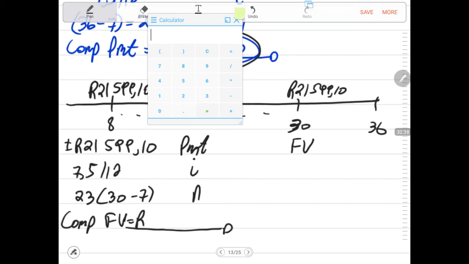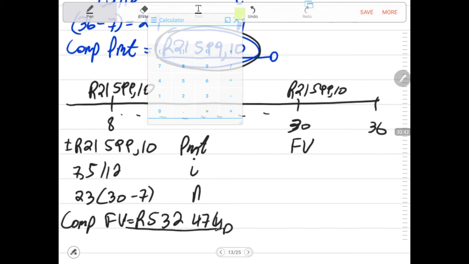So after we compute the future value, we get 532,474 rands 92 cents.